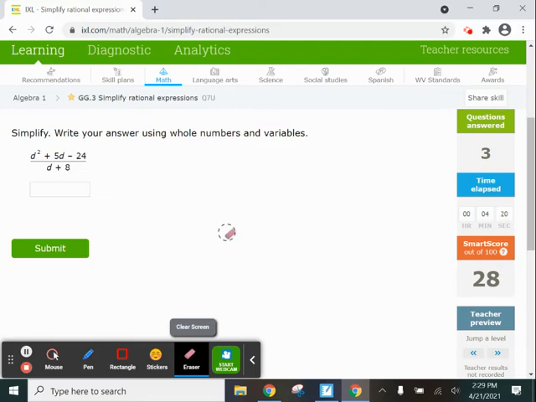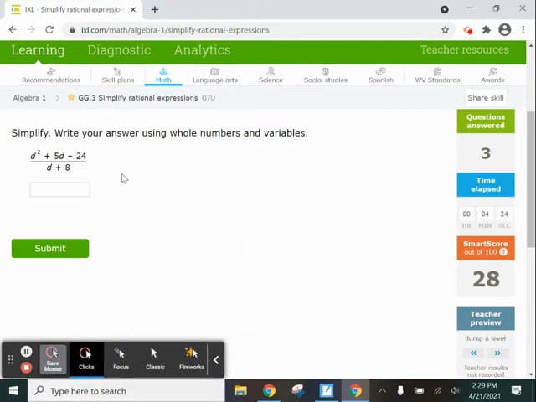Okay. Now this one gets into going through and doing factoring. So we would have to factor the top of this. That's where you find two terms that multiply to make the last term, but add to make the middle term. So you have to go through and do that factoring, and then you can cross them out.